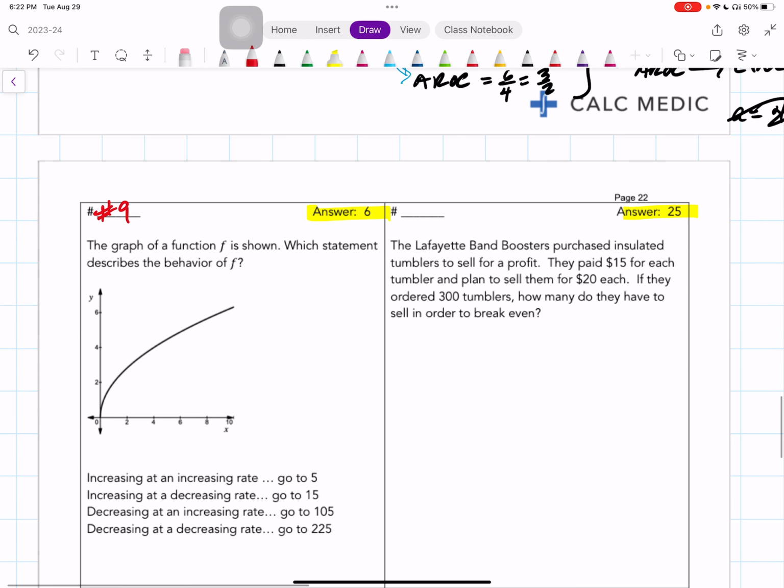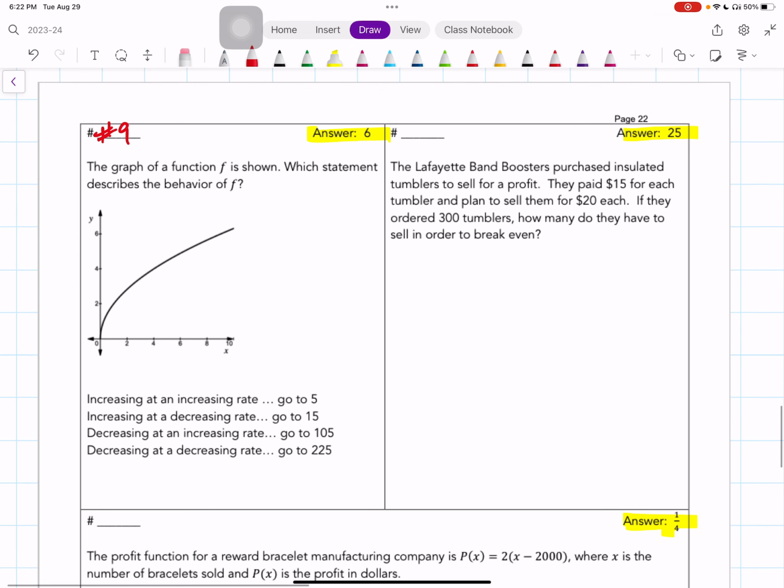Okay, so now on this one, this is the graph of the function. F is shown, so you've got f of x right here. Which statement describes the behavior of f? The x-axis is from 0 to 10, the y-axis from 0 to 6. The choices are A, B, C, D. Increasing at an increasing rate, and if that's correct, we go to 5. Increasing at a decreasing rate, we go to 15, etc. So which one of these is correct? And they'll tell us where to go.